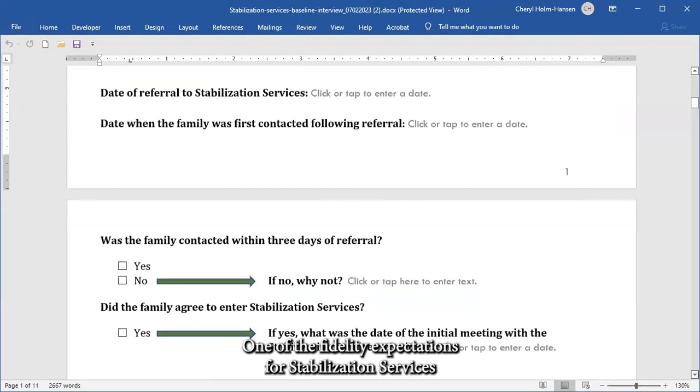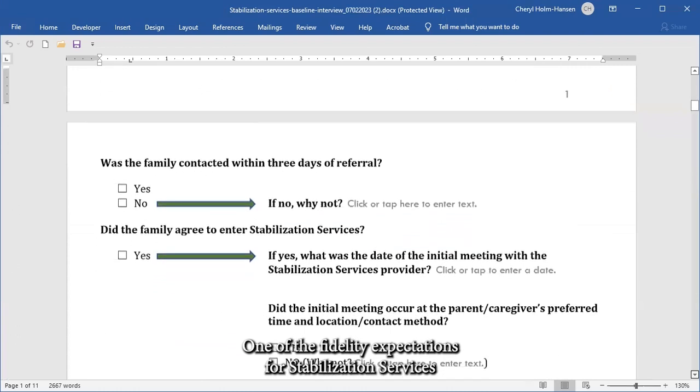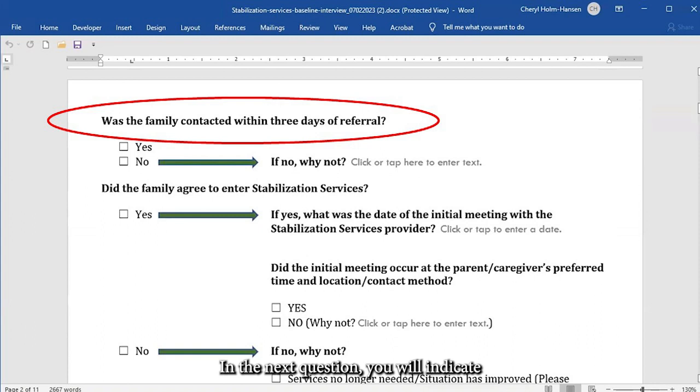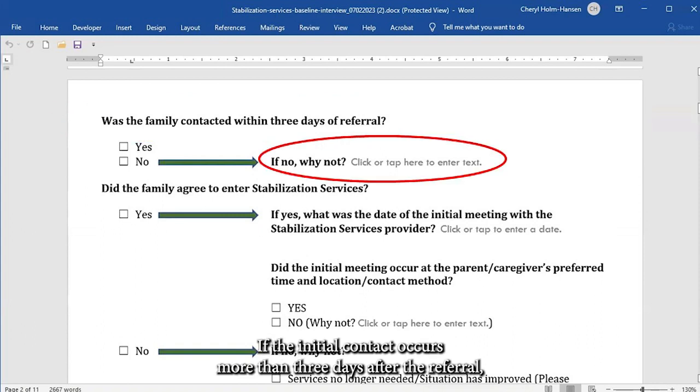One of the fidelity expectations for stabilization services is to contact the family within 3 days of the referral. In the next question, you will indicate whether this contact happened within 3 days based on the dates you provided above. While 3 days or less is the goal, we know that sometimes this does not happen. If the initial contact occurs more than 3 days after the referral, please provide an explanation of the reason why.